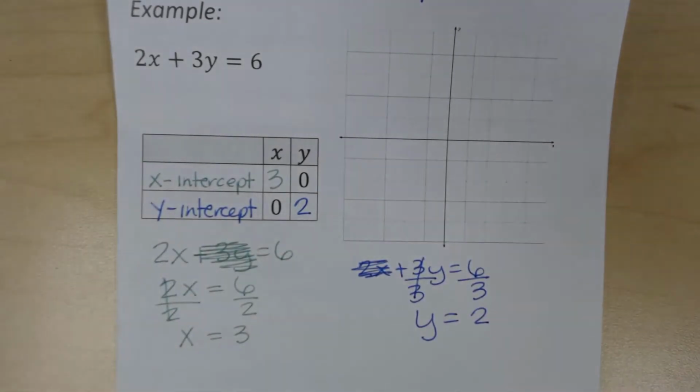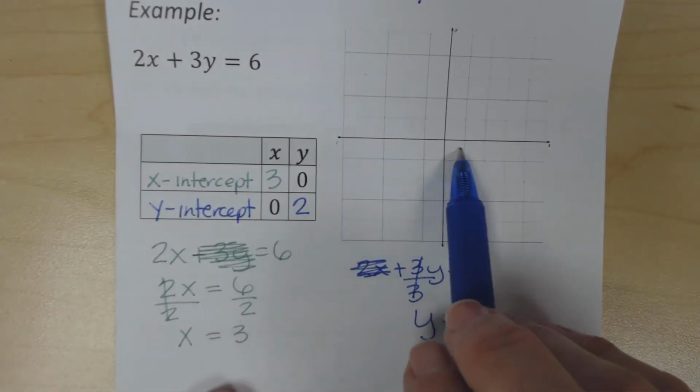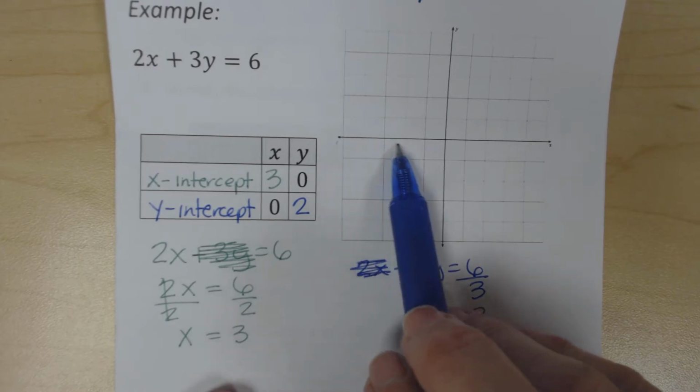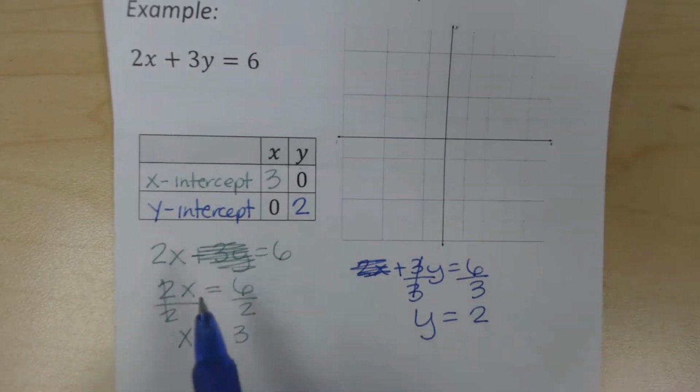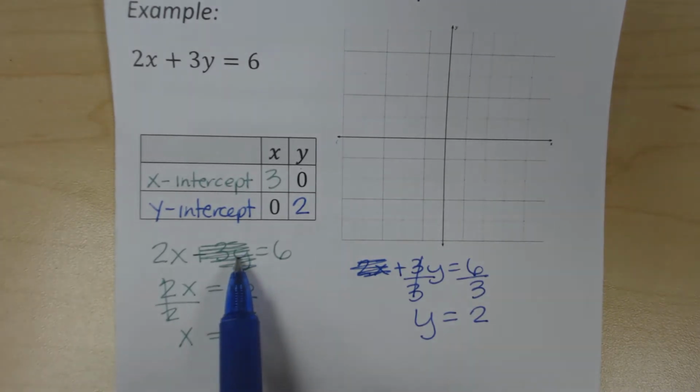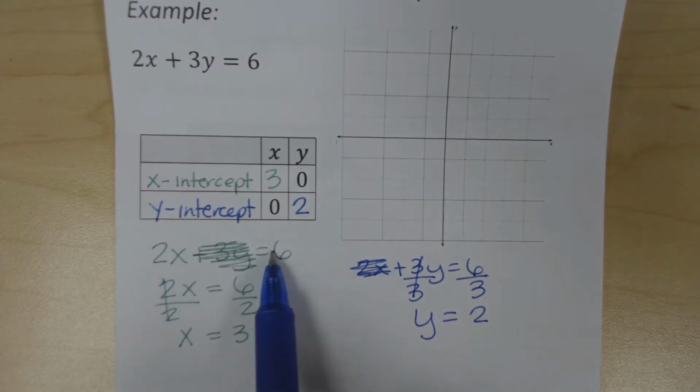Now, why is it okay for us to simply cover up something? Because in order to be an x-intercept, you must be on the x-axis. The value of y on the x-axis is simply 0. So if I replaced y with a 0, 3 times 0 is just 0. This whole term becomes 0, and that's why we end up with 2x equals 6.